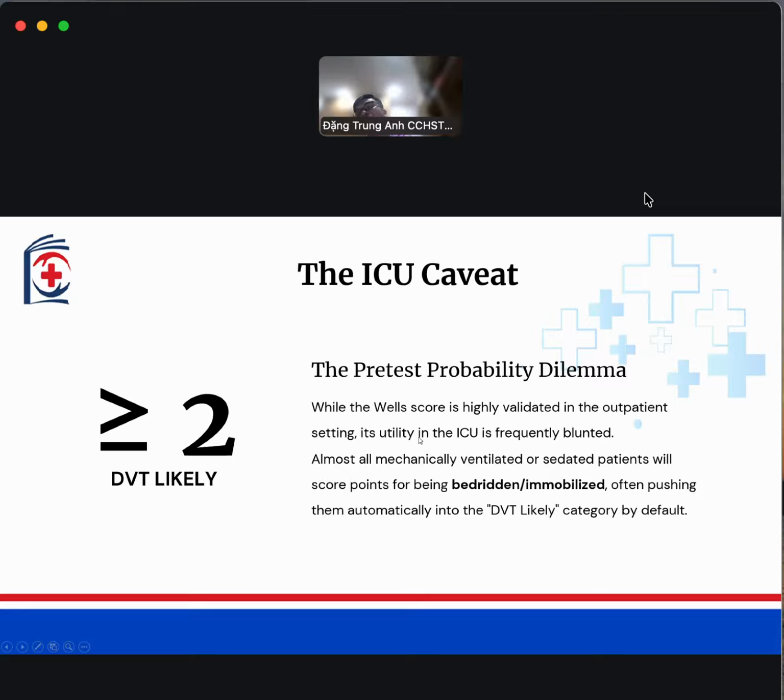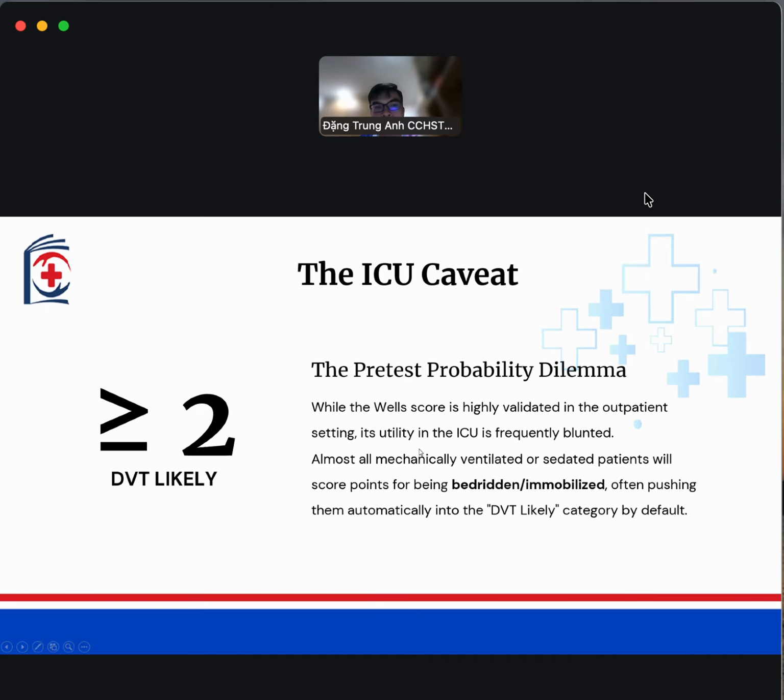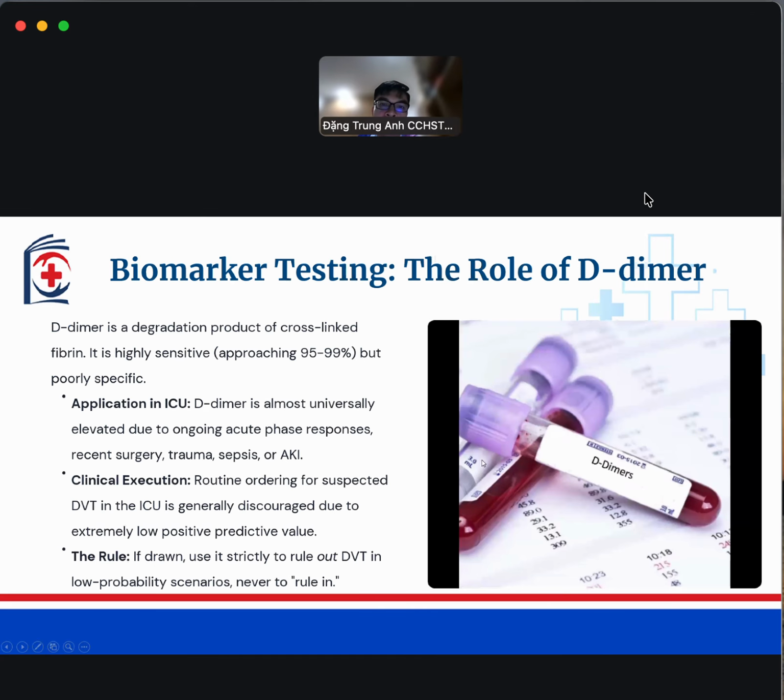So for all patients in the ICU who need prolonged treatment, we have to consider that the patient likely has DVT. The next thing, after assessing the Wells score, is testing, the D-dimer test. It is a degradation product of cross-linked fibrin.